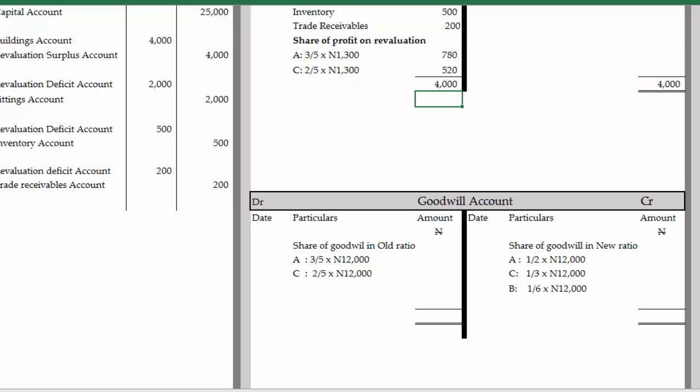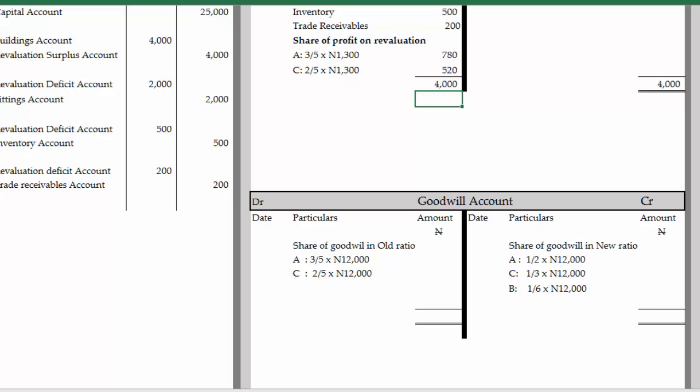It's just for us to determine how much the new partner is paying for his own share of goodwill, because since he is now a member, he will have to have a share of the goodwill. That is why we want to open a goodwill account. So let's see what I'm saying.